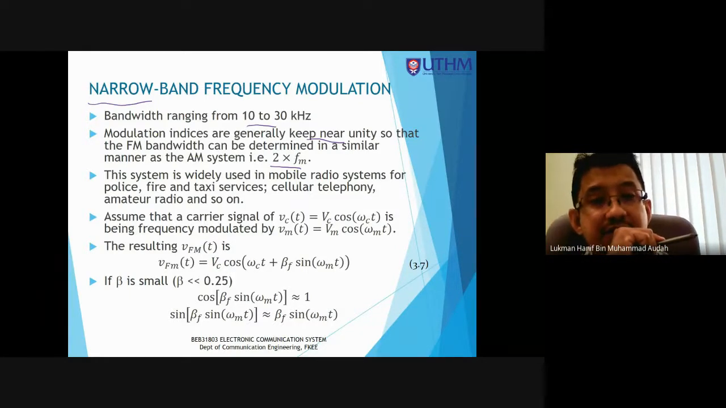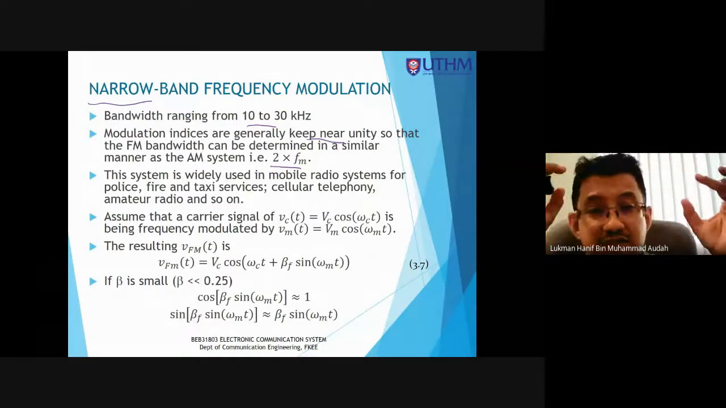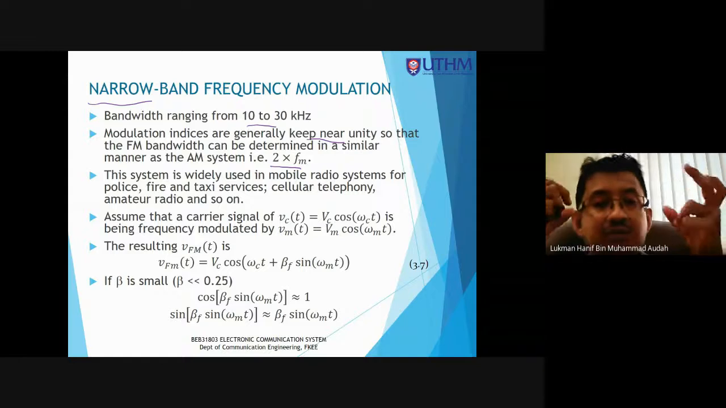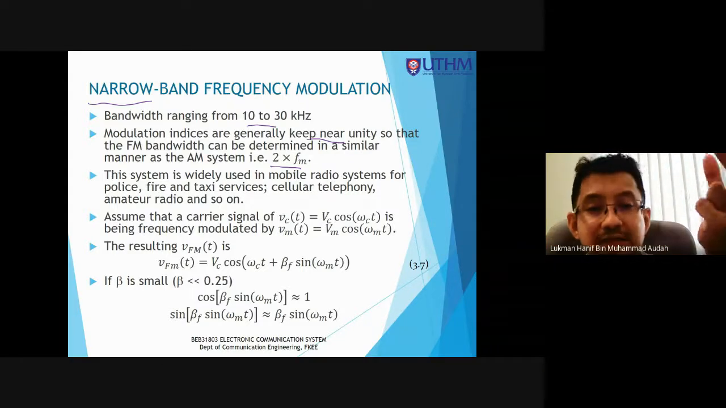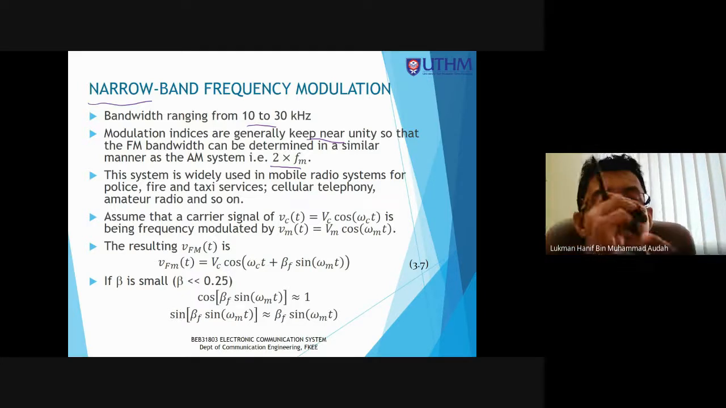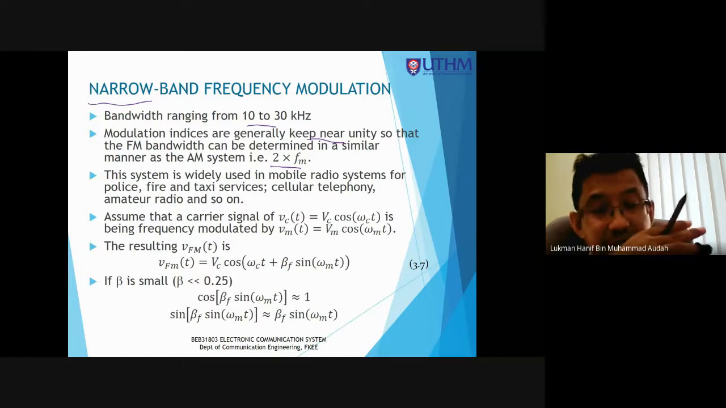Later you're going to see that the narrowband FM frequency spectrum looks similar to the double sideband full carrier. Nanti kita akan lihat dia punya spektrum itu kelihatan hampir sama seperti a double sideband full carrier. Okay, so this narrowband FM is widely used for the mobile radio systems for the police, fire and taxi services.